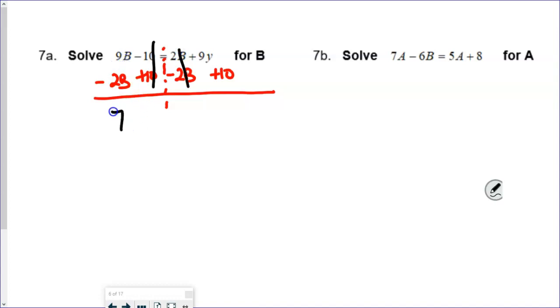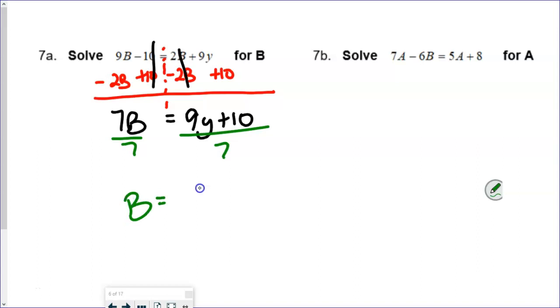So these are gone, and these are gone, but you still have, now to call this what it is, 9B minus 2B is a 7B. And then over here, 9y plus 10, not anything you can simplify. All right, you're almost home free. Divide both sides by 7, and you have your expression for b: 9y plus 10 all over 7.